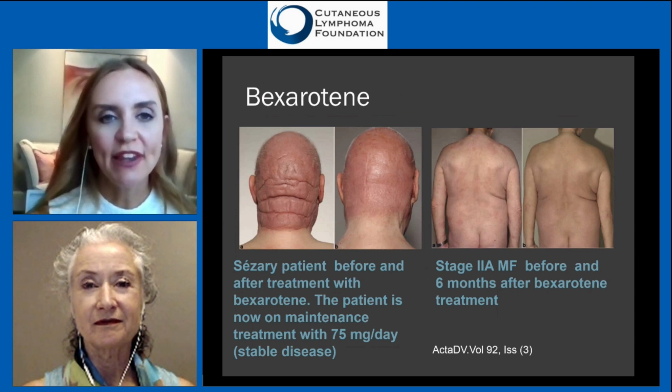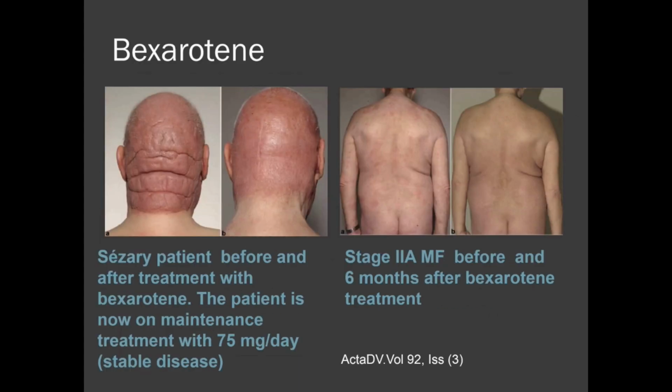Here are two very successful examples. You can see a patient on the left who had Sézary syndrome with thickened infiltrated plaques, mainly over the head and neck area. This is him in panel B after being treated with Bexarotene and then reduced to a very low maintenance dose of only 1 capsule per day with good durable results. And then similarly, on the right in that panel, you see a 2A patient before and then 6 months after being treated with Bexarotene, and there's a nice clearance of disease there.